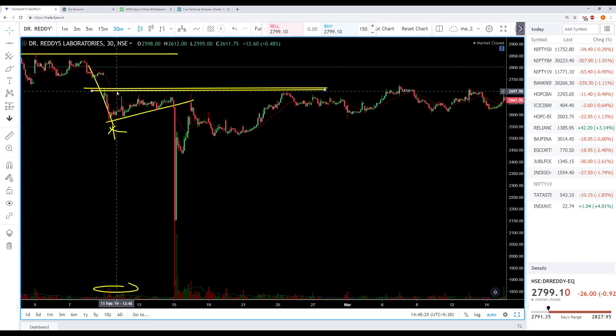So how will the big players make money? Because they know the pattern is visible everywhere, everybody is taking positions in the same manner. So the stock market is a mechanism where it transfers money from one to another. So how would you then be able to make money over here?